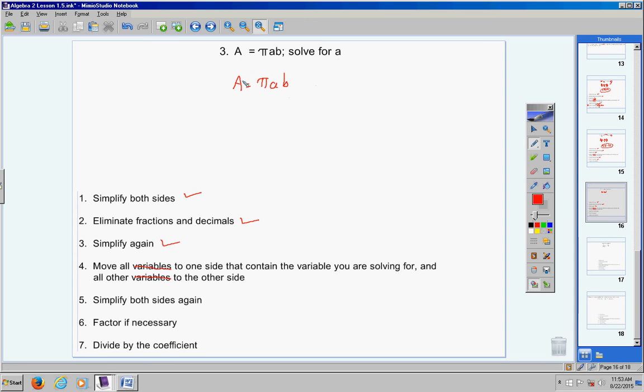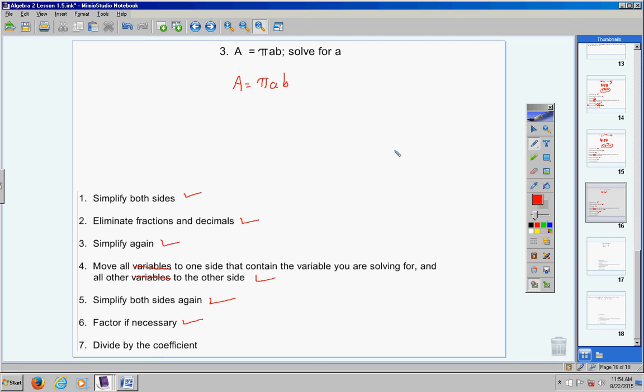Underline the term that has an A in it. This one has an A. Well, look, isn't this term already all by itself on one side? Yes, it is. Are not all the other terms on the other side? Yes. So that step's done. Simplify both sides again, nothing to do there. Factor, don't worry about that. Divide by the coefficient. Now here's where it gets interesting.